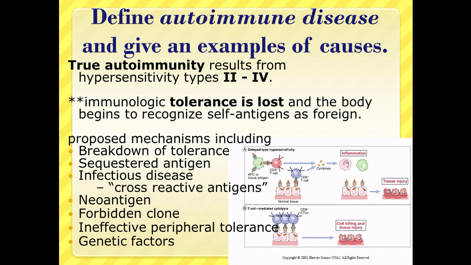Right? The next one is infectious disease, or what they call cross-reactive antigens. A really common one is actually Epstein-Barr virus, and we'll talk about this when we talk about the nervous system in the coming weeks.